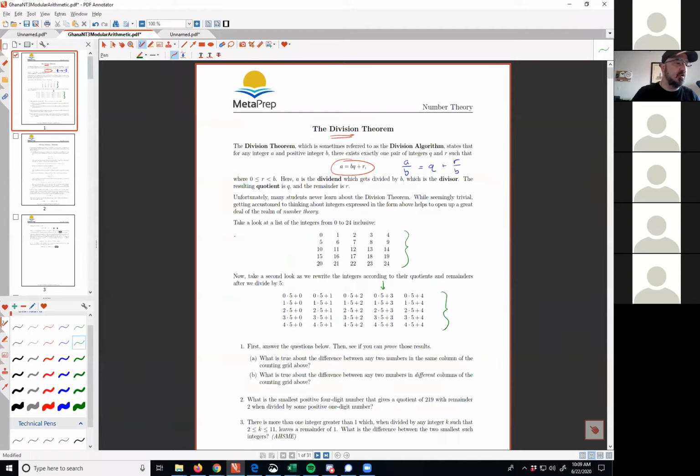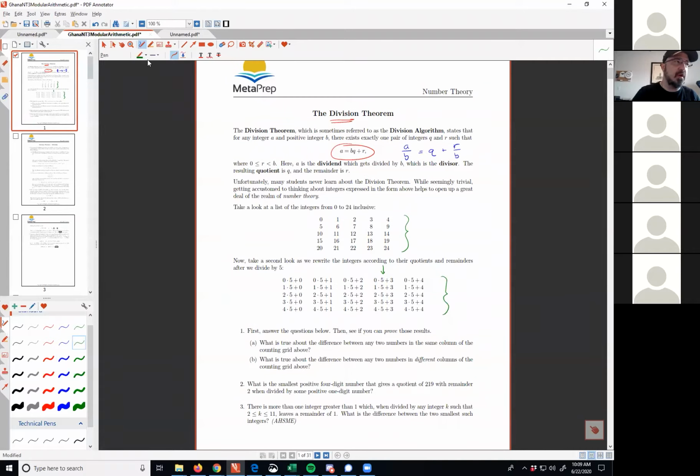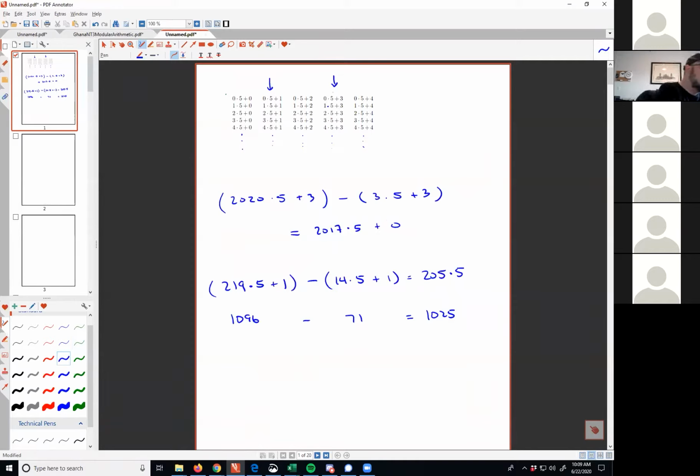Well, what happens if we subtract any two numbers in different columns? It will not be a multiple of 5, exactly. If we take 2019 times 5 plus 1, and we subtract 3 times 5 plus 3, what we're going to get is not a multiple of 5.